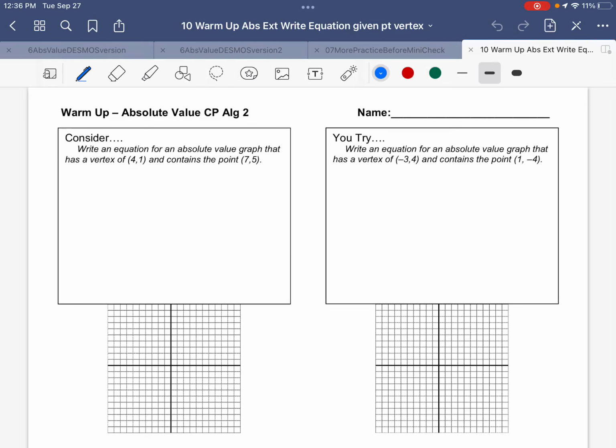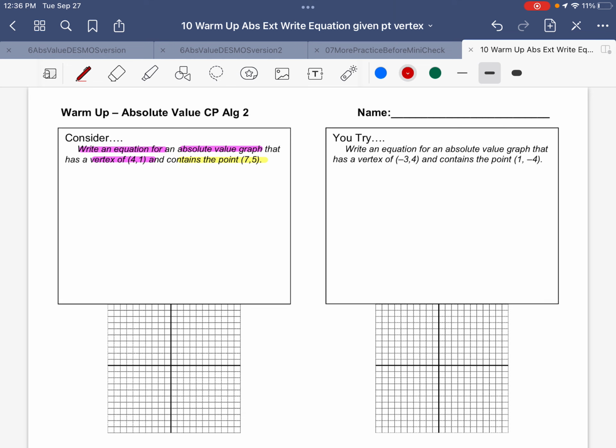Let's use today's warm-up to dabble with an extension of a concept that relates to absolute value equations. You haven't actually seen this exact problem, but notice what we're trying to do. We're trying to write an equation. We have talked about writing equations of an absolute value. It has a vertex, but here's where things change a little bit. It contains a point.